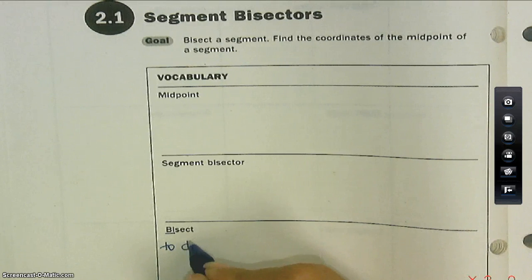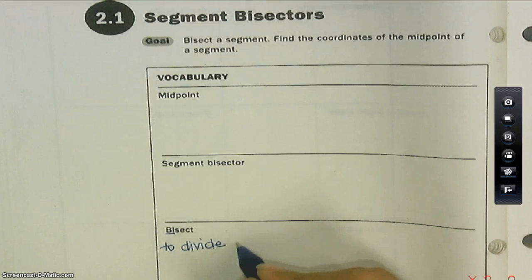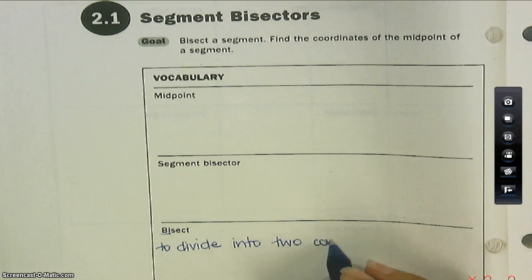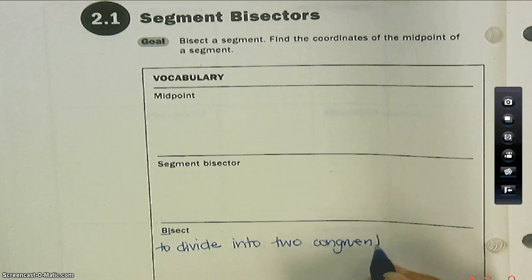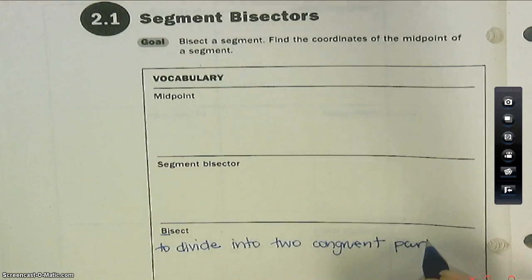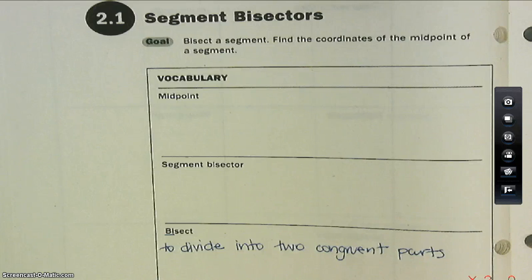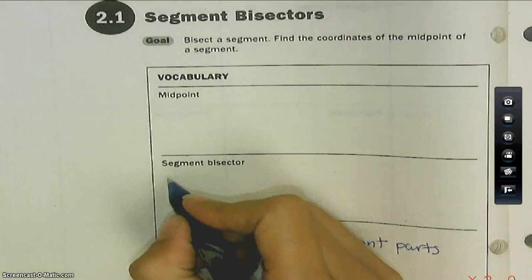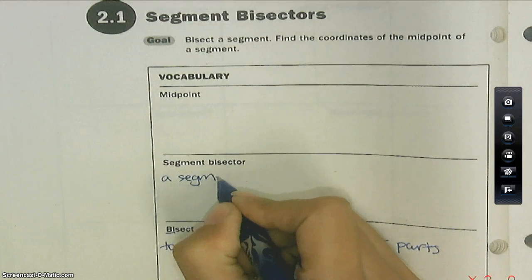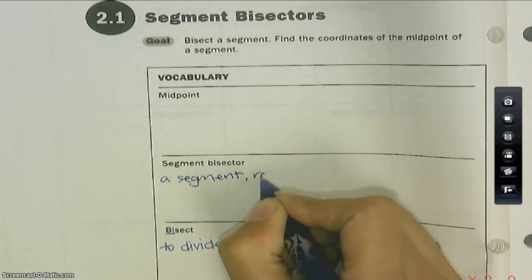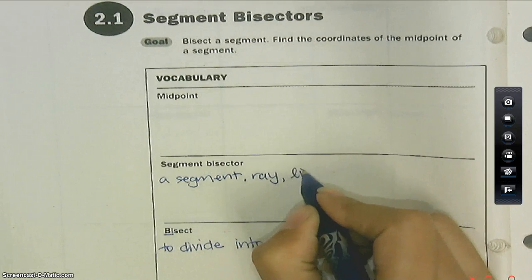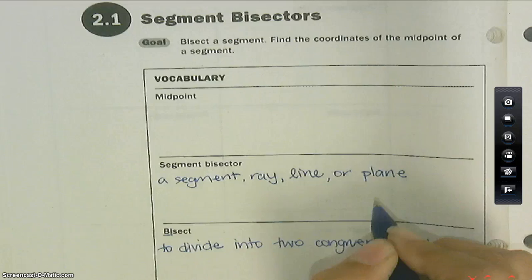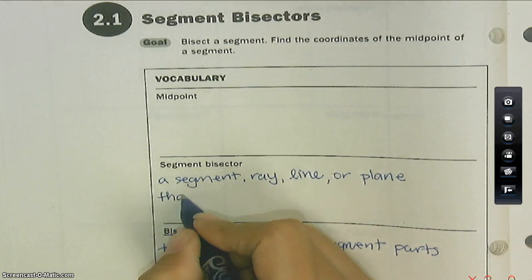So bisect means to divide into two congruent parts. So basically to cut into half, to cut it into two pieces. So a segment bisector is a segment, ray, line, or plane that cuts a segment in half, or that divides it into two.